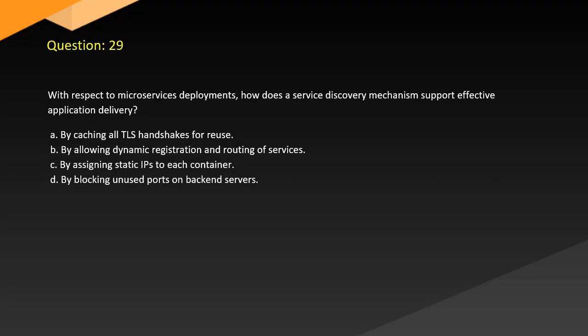Question 29. With respect to microservices deployments, how does a service discovery mechanism support effective application delivery? A. By caching TLS handshakes for reuse. B. By allowing dynamic registration and routing of services. C. By assigning static IPs to each container. D. By blocking unused ports on backend servers.